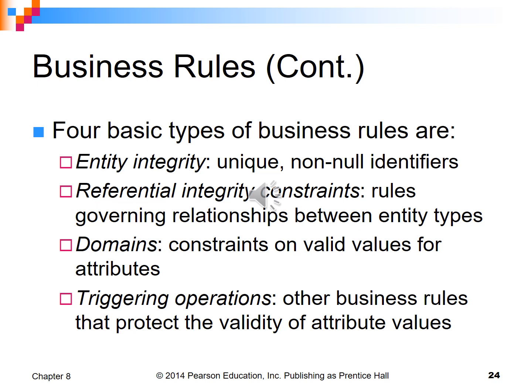Domain constraint is a valid value for attributes. That attribute has a value like gender, male or female. Triggering operation is another business rule that protects the validity of attribute values. Any triggering operation is any piece of logic that the customer tries to put, or asks the DBA to put, in the database management system, because that piece of logic is executed in many different programs. So we put it in a triggering operation in one place in order to ensure integrity.